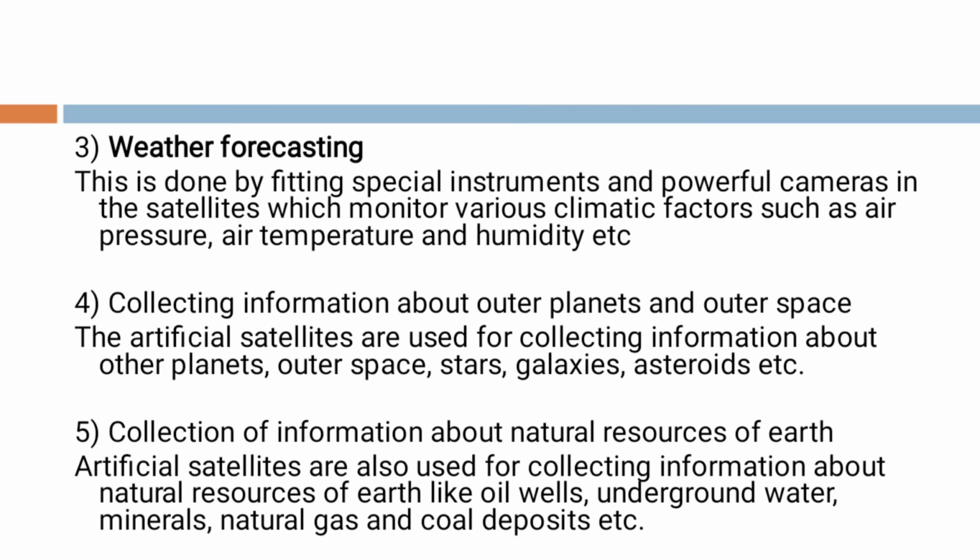Next one, collecting information about our planets and outer space. The artificial satellites are used for collecting information about other planets, outer space, stars, galaxies, and asteroids, etc. At last, collection of information about the natural resources of the Earth. Artificial satellites are also used for collecting information about the natural resources of the Earth, like oil wells, underground waters, minerals, natural gas, and coal deposits, etc.